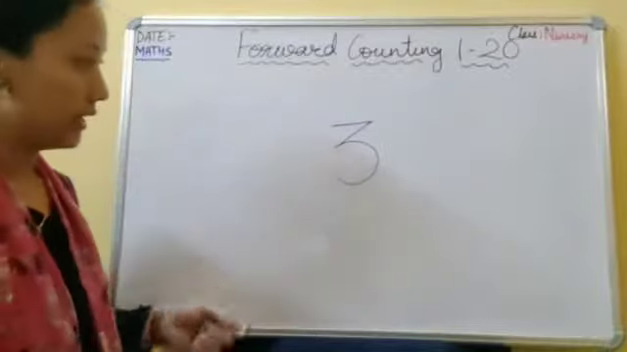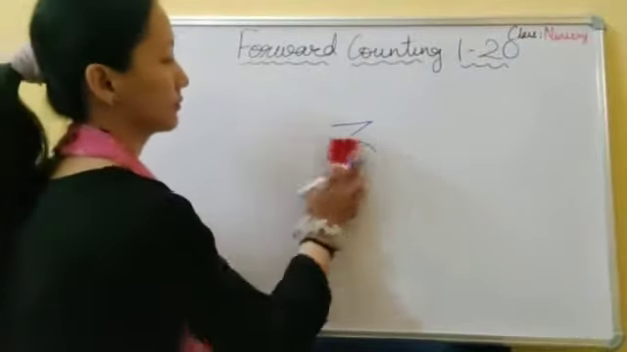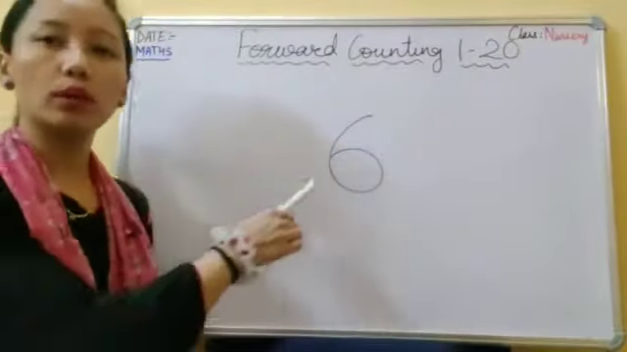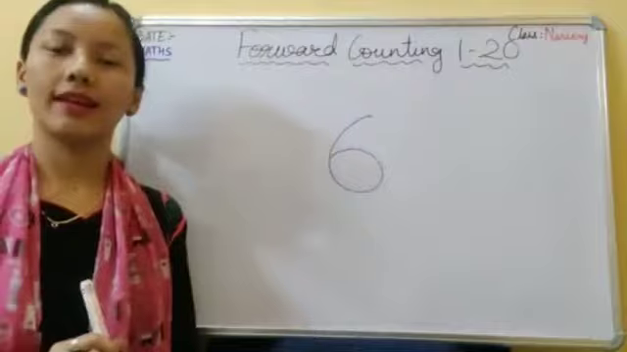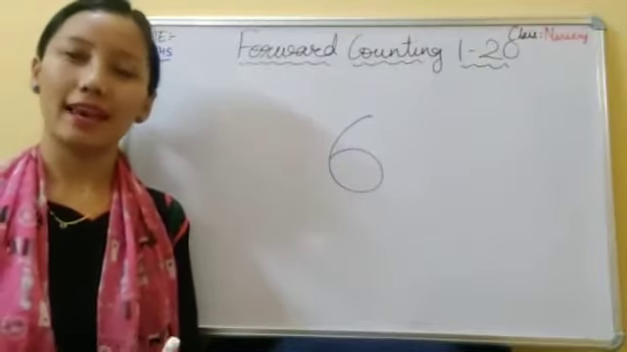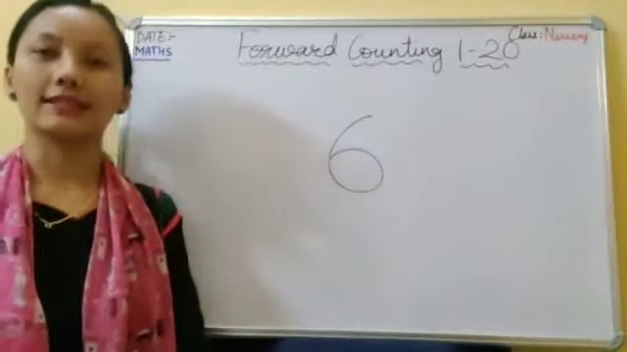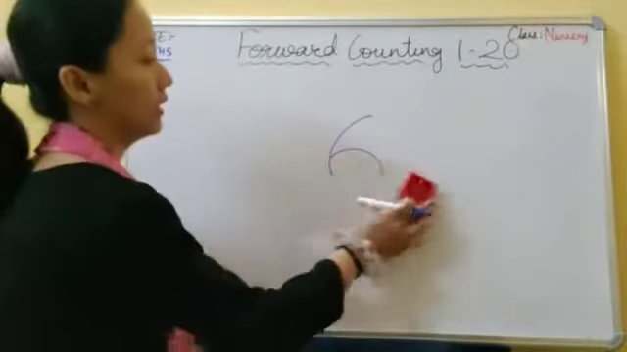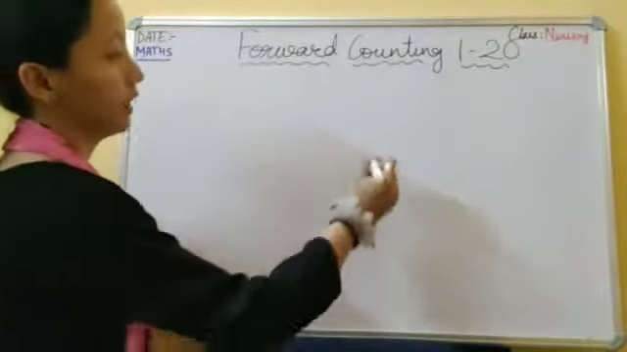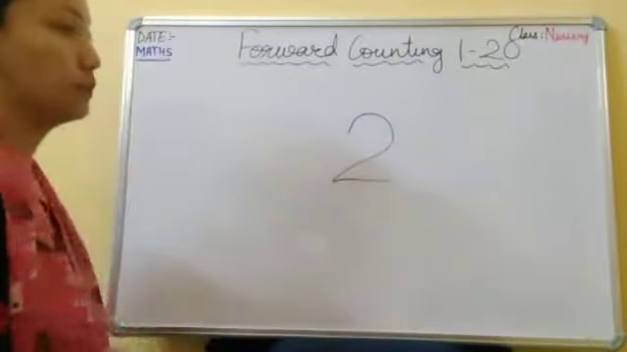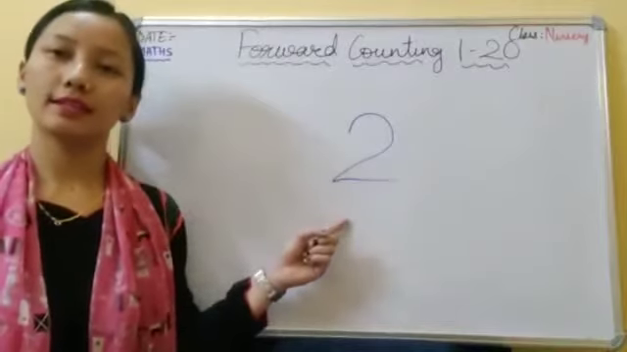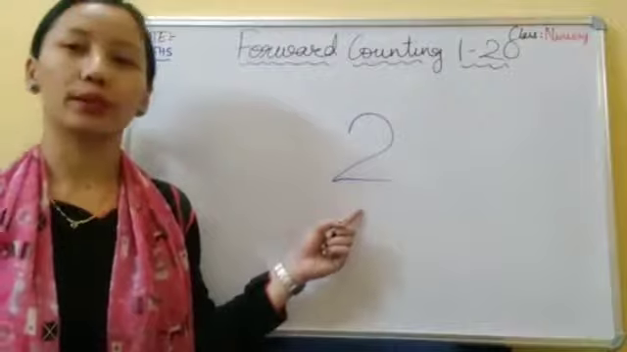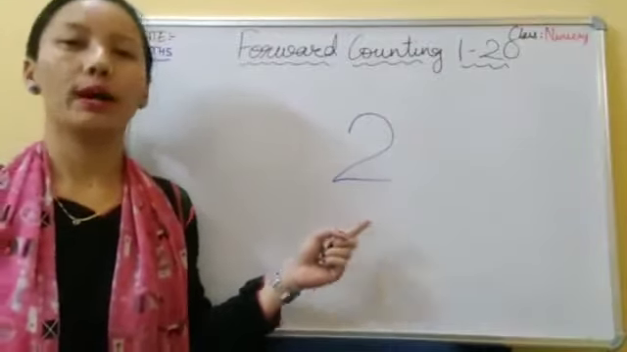Very good. Next. Tell me. Which number is this? Yes, this is number 6. Very good. Now next. Tell me. Which number is this? Yes, this is number 2. Very good.